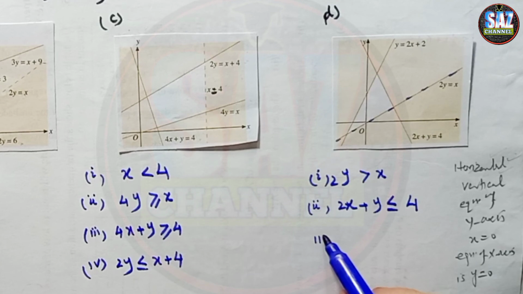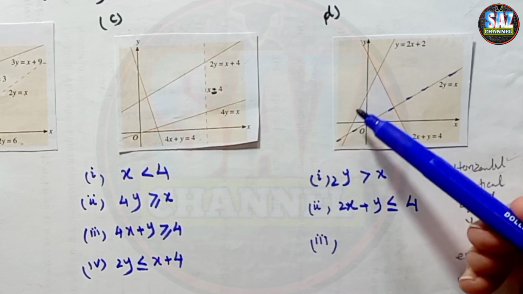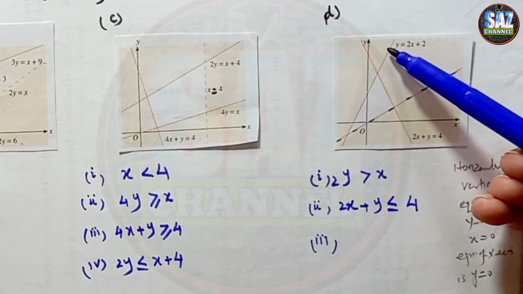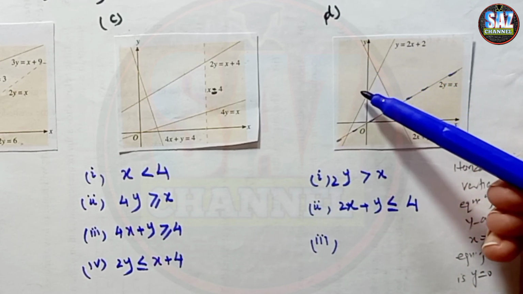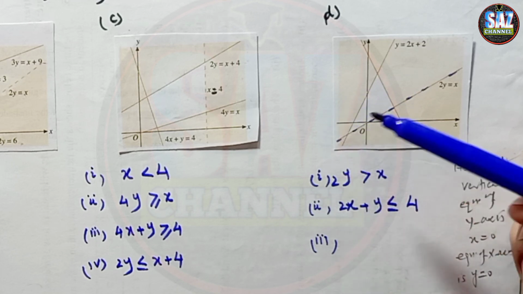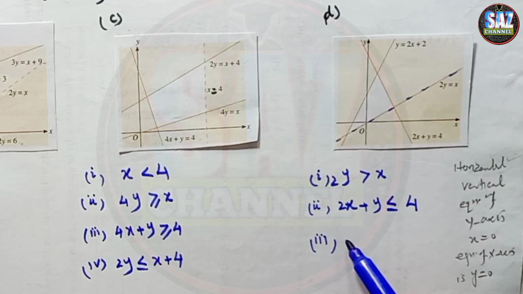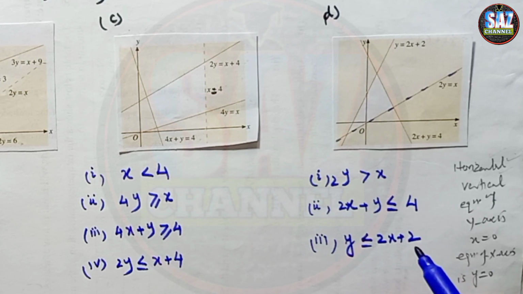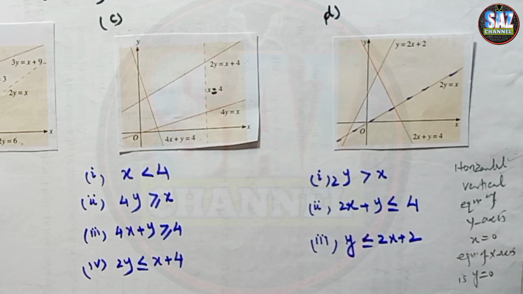And coming to the third equation, that is y equals 2x plus 2. Again look at the diagram, the shading is above this line. So the inequality we will write for the unshaded region will be y is less than or equal to 2x plus 2. I hope you are clear about today's class.